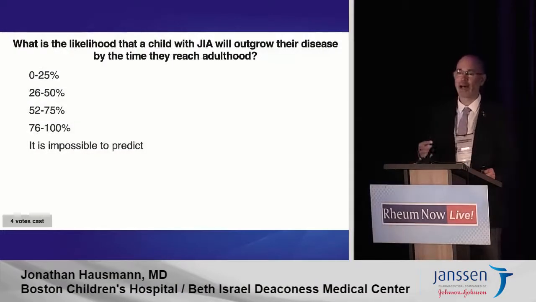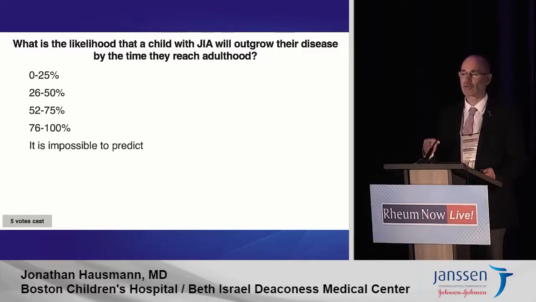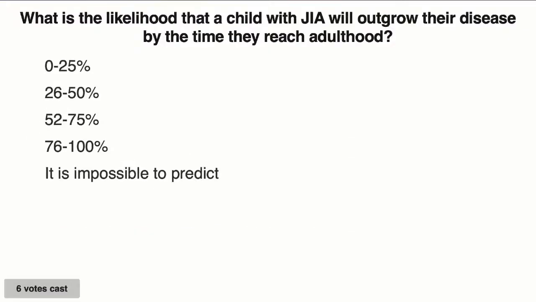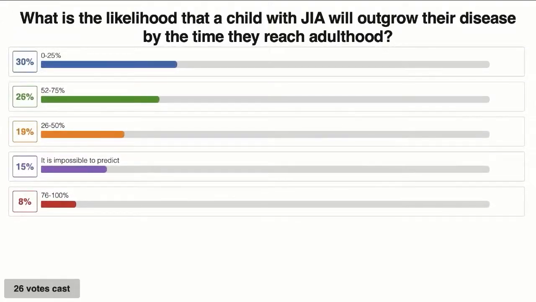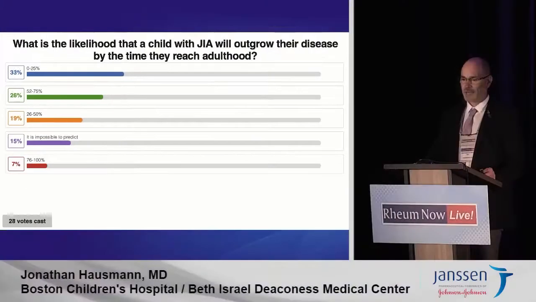But for a child who first presents with JIA, what is the likelihood that they will outgrow their disease by the time they reach adulthood? For my patient, it was 100%, because she did. But for a random patient, what do I tell my patients and their families when they get diagnosed? So most people say that they will not outgrow their disease. And then the second group is that half of them will.